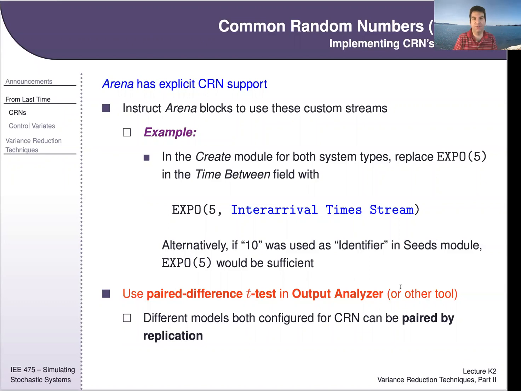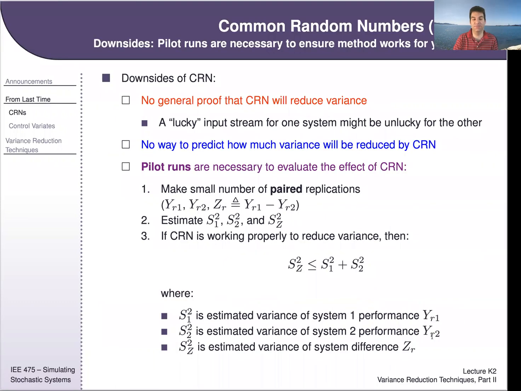Or you can do it yourself. You can bring all of the replication level data into Excel, for simulation 1, simulation 2, simulation 3, etc. Then you can create your own differences and run a paired difference t-test, or into R, or whatever tool you'd like to use, SPSS, etc. So that's how we handle the CRNs.